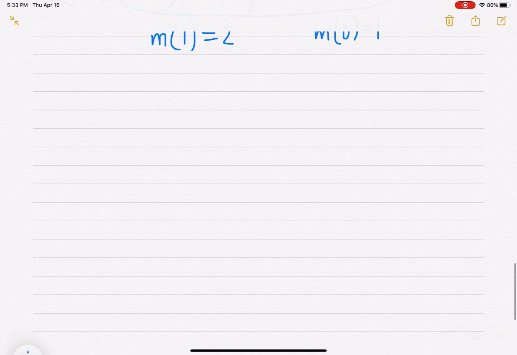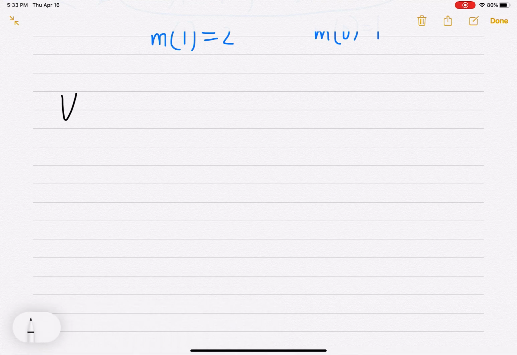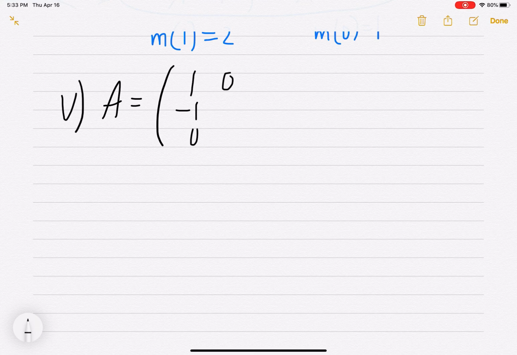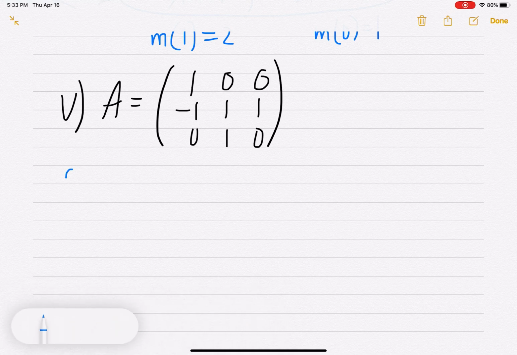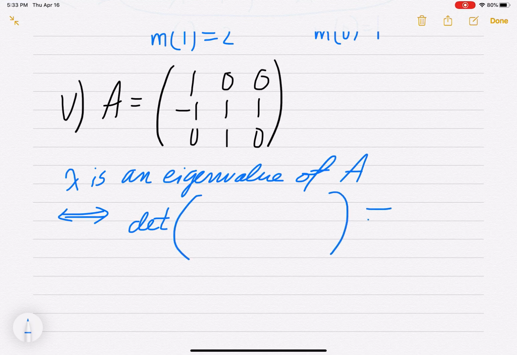All right, let's do one more quick example, maybe not too lengthy, where we're finding these eigenvalues of matrices. Here's number 5. A is the matrix 1, negative 1, 0, 0, 1, 1, 0, 1, 0. And we're finding the eigenvalues. Let's do it. Lambda is an eigenvalue of A precisely when, that's if and only if, the determinant of A minus lambda I equals 0.